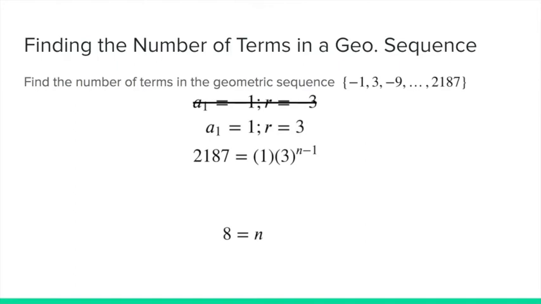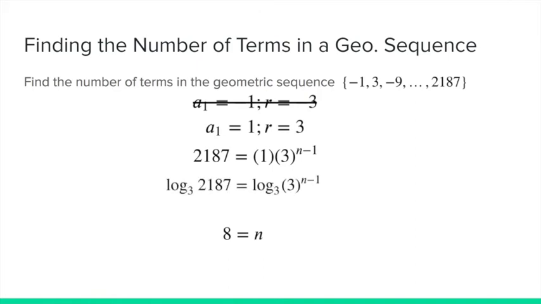So our last term is 2187. That's the nth term. And then our first term is 1. Our common ratio is now 3. And then remember that the formula for the nth term was a1 times r to the n minus 1. So that's what we have here on the right-hand side.